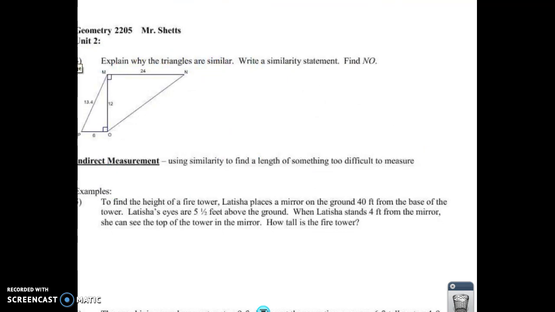So I'm going to split these two triangles up. I have this little triangle here right on the left. We have a 6, a 13.4 it looks like, and also a 12. Great. Oh, and I also have this box here. Let's take this big triangle here, and I'm going to have to flip it so it's right alongside the other one. There's my right angle.